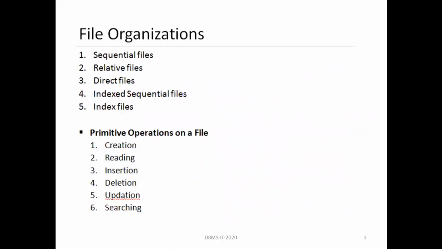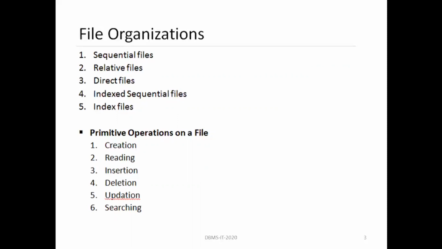So, file organization. Files are organized by these 5 types. One is sequential file, next is relative file, third is direct file, fourth is indexed sequential file, and the fifth one is index files. So what are the primitive operations that can be performed on files?